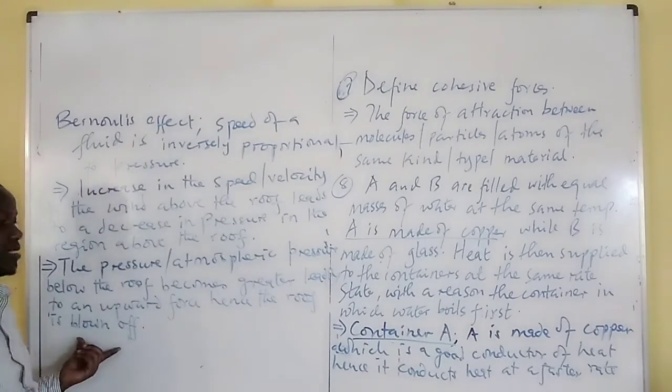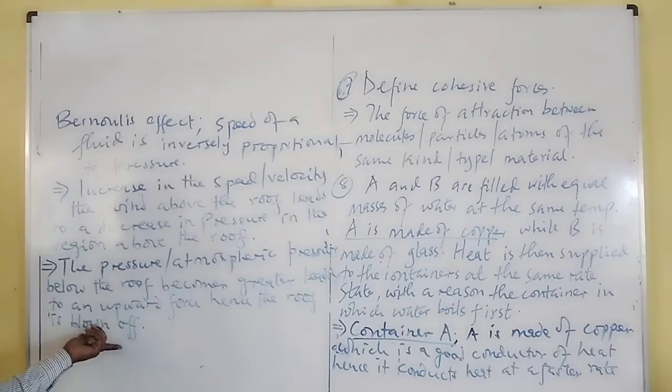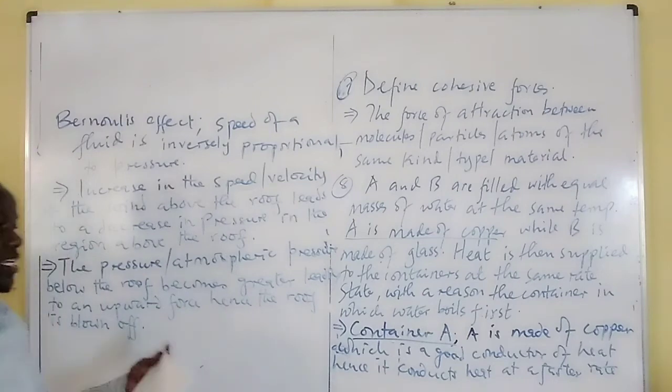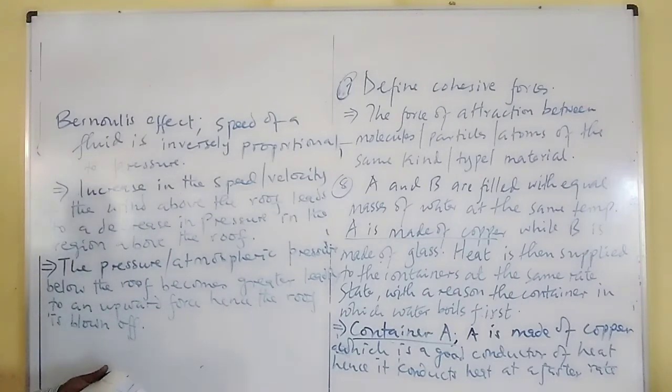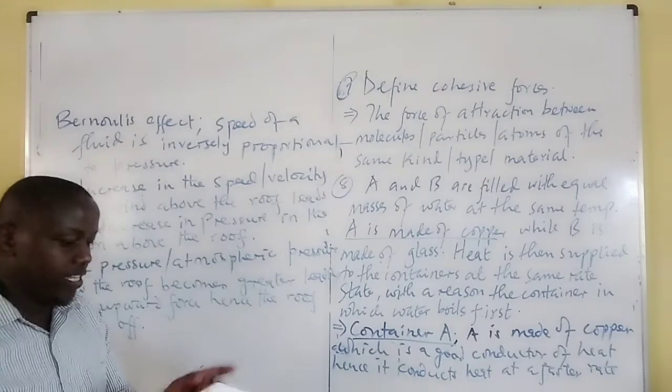Therefore, the roof gets blown off because of increased velocity of wind, which creates a low pressure zone above the roof. And that leads to the pressure below the roof becoming greater. Then it leads to an upward force, which will henceforth lead to the blowing off of the same roof.